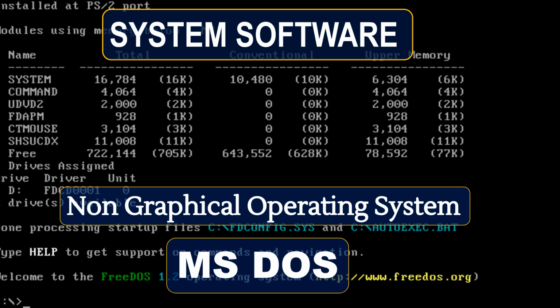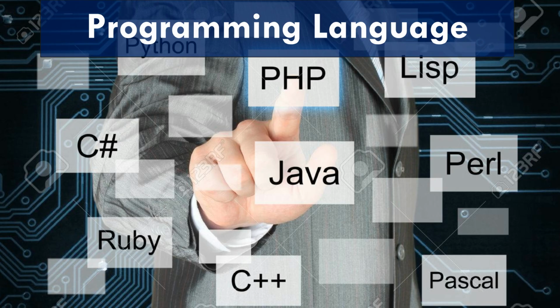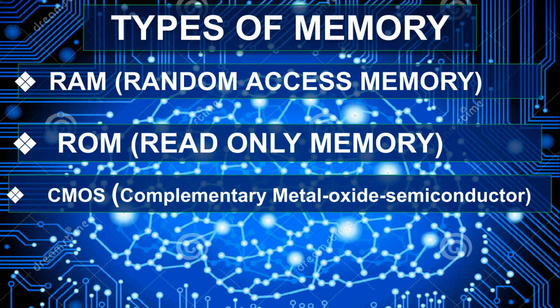MS-DOS is an example of non-graphical operating system software. Application software allows users to perform specific tasks. A programming language is a key component of software development. Types of memory include RAM, or random access memory, ROM, or read-only memory, and CMOS, or complementary metal oxide semiconductor.